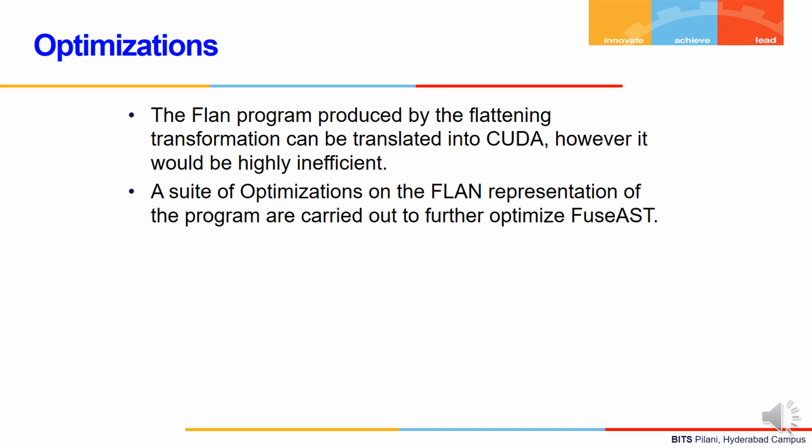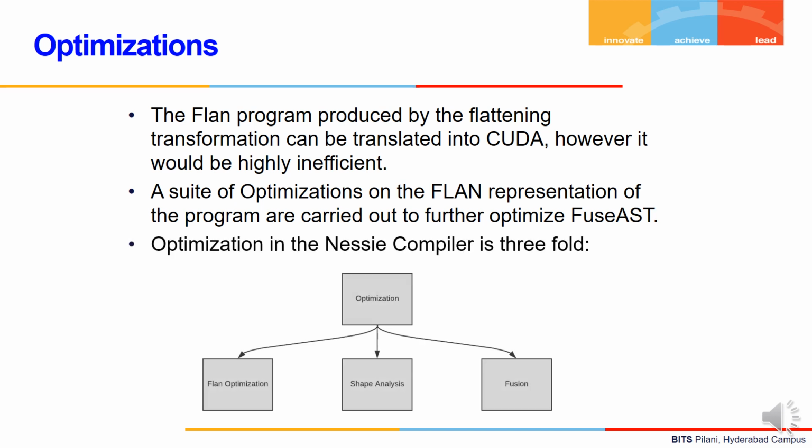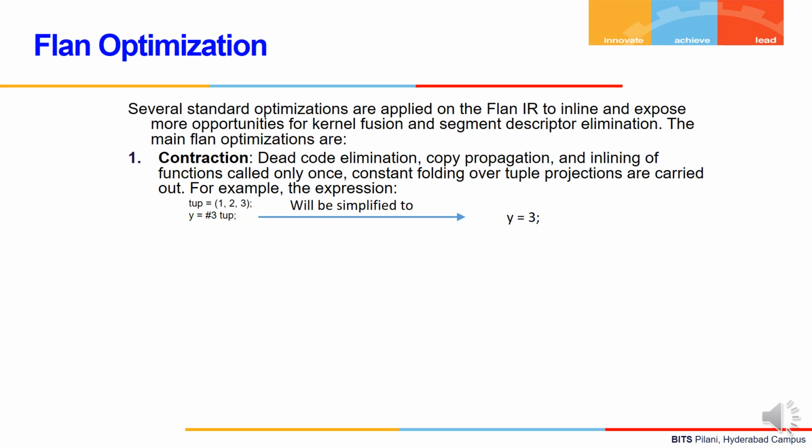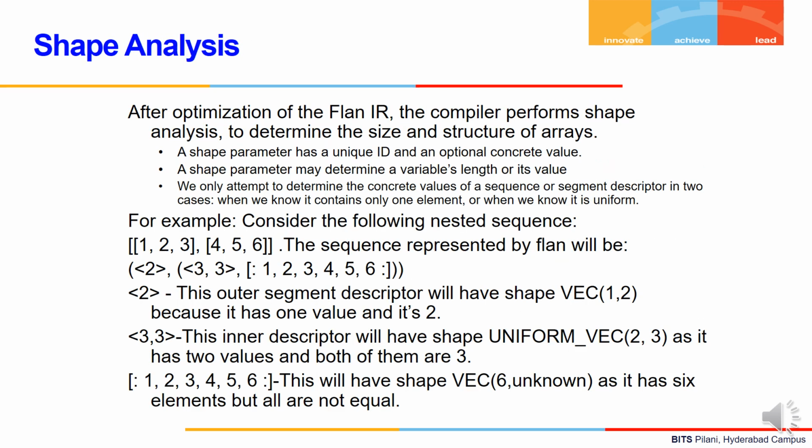The fifth phase of the Nessie compiler is the optimization phase. The Flan programs produced by the flattening transformation could be translated into CUDA without much additional modification. However, the result would be inefficient. The most significant issue is that every parallel Flan primitive would become a single CUDA kernel. Flan optimization. Several standard optimizations.